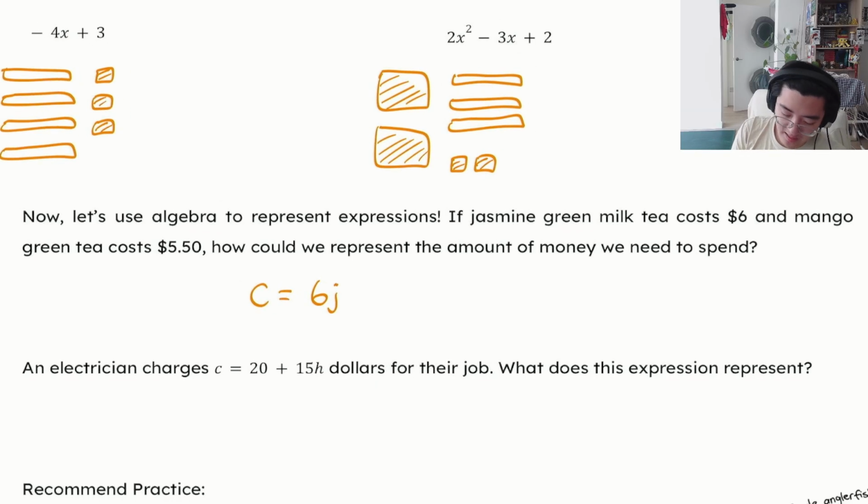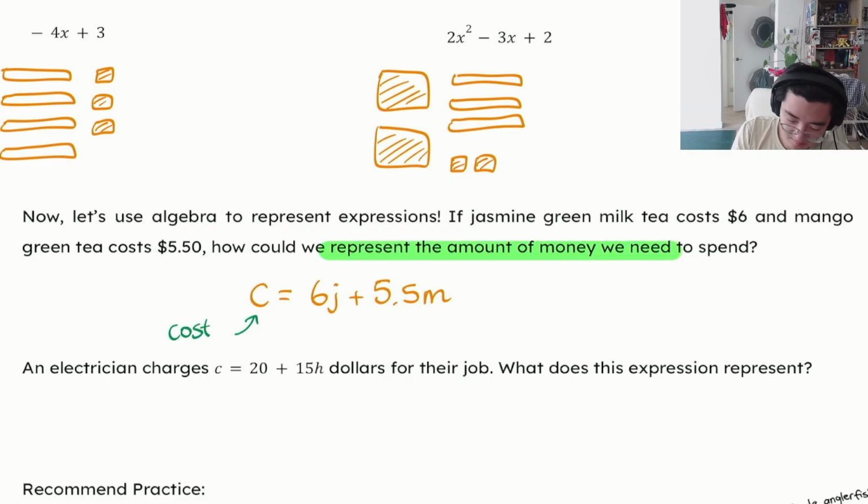And how much money we spend on mango green tea is just 5.5 times however many drinks we get, M for mango. So as you can see here, we can then use this to represent any ideas that we have in math. So, very important that we label all this means. C is the cost, because the question is asking us for the amount of money we need to spend.